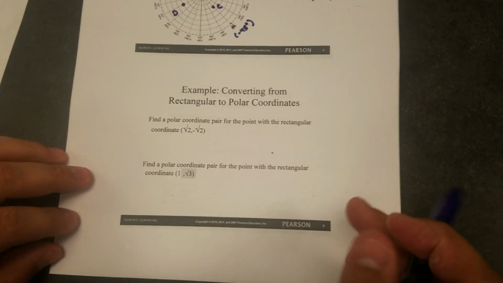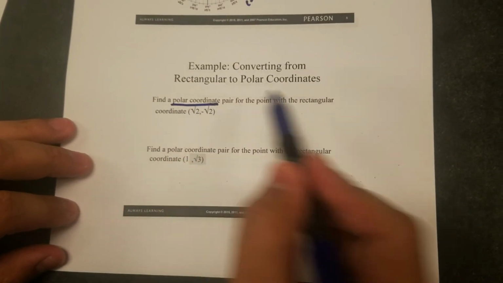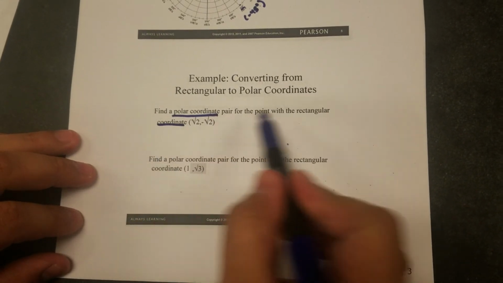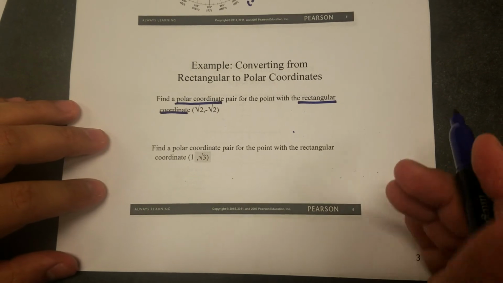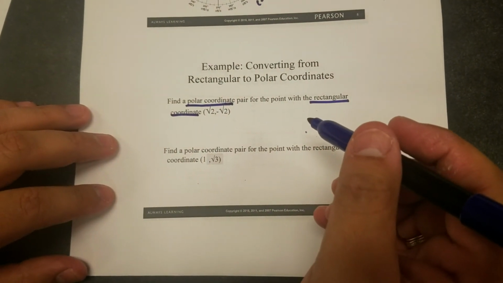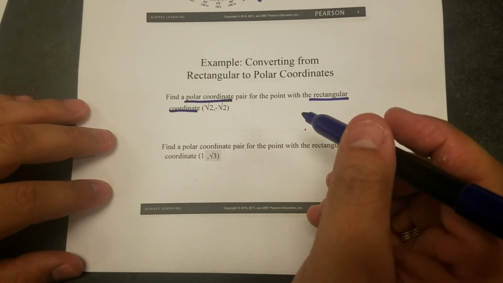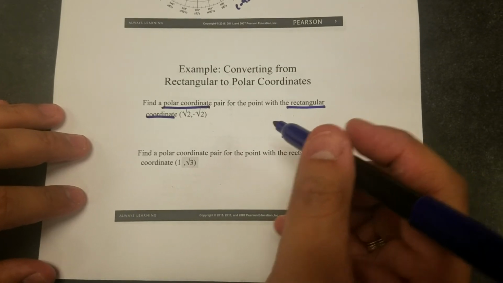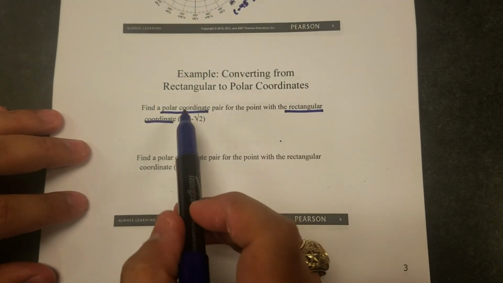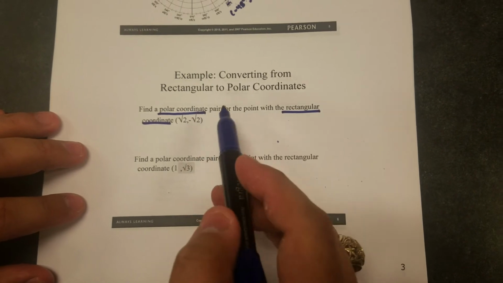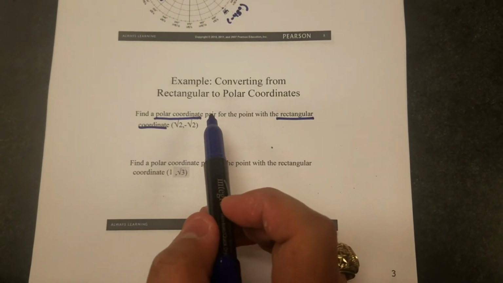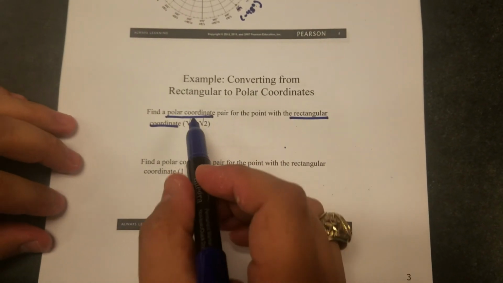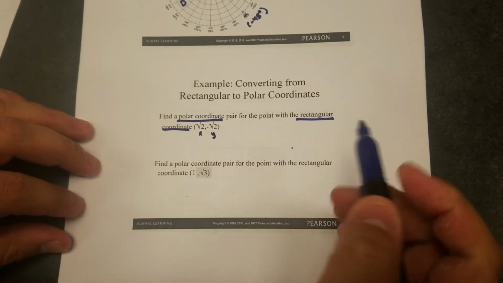Last one's here. Finding the polar coordinate based off this rectangular one. These right here, first off, I know that they're not polar because I don't see either a degree sign or the pi symbol. So that's not an angle. This is x and this is y.